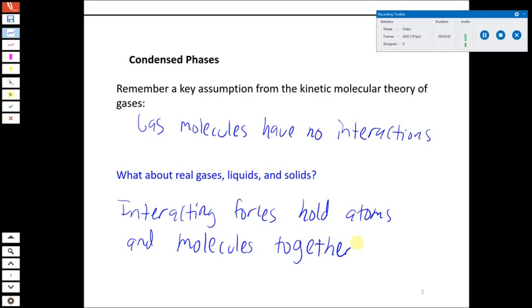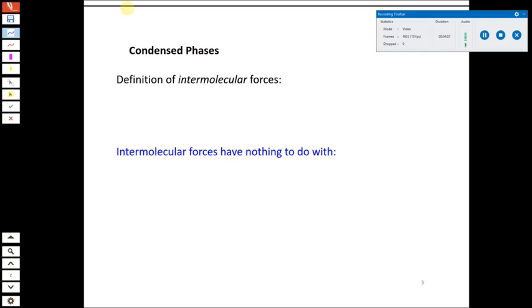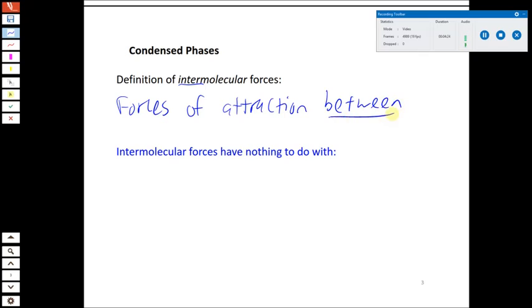That's the transition between Chapter 8 and 9: moving away from the idea that molecules have no interactions with each other, and talking about the fact that in reality they do, and these are very important, especially when you're talking about liquids and solids. So we call these interacting forces intermolecular forces. Remember the prefix inter means between. These are all attractive forces, by the way. We don't really have to worry about repulsive interactions in this context. So these are forces of attraction between two molecules.